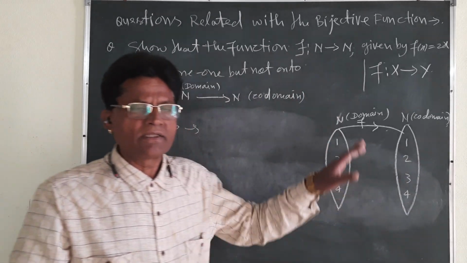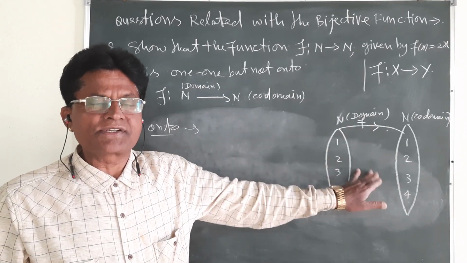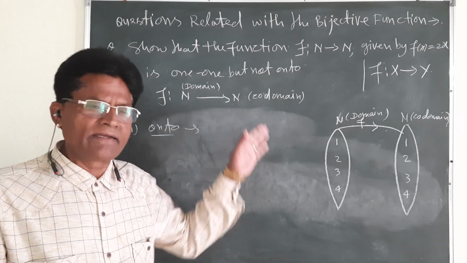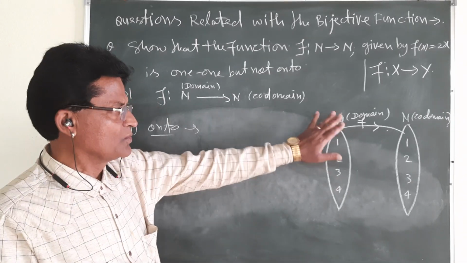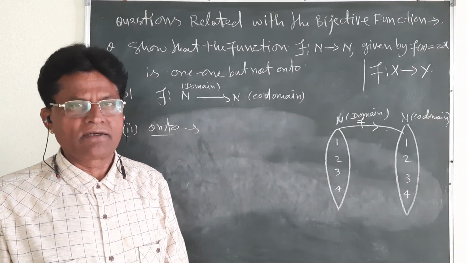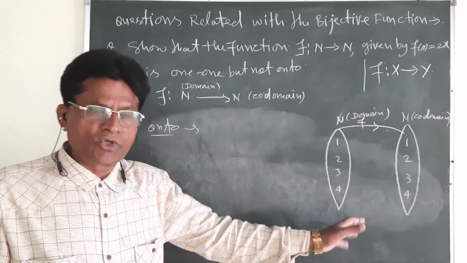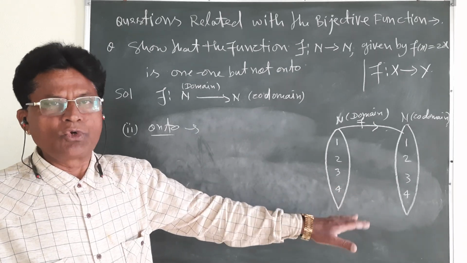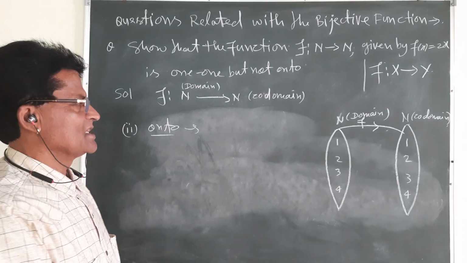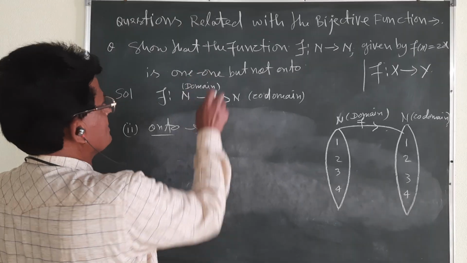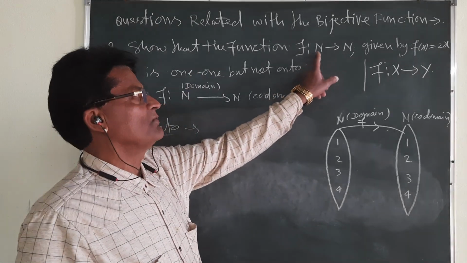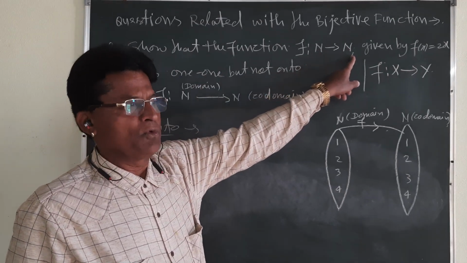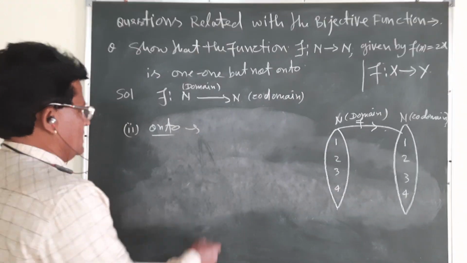See properly, I am taking the figure so that you will understand properly whether the function is onto or not. I can calculate it directly by the formula, but I am going to draw the figure so that you will understand. Because I discussed in the previous video, by drawing the figure, whether the function is onto or not. Same thing I am going to explain over here. You must keep in mind this thing: function from natural number to natural number. Domain and codomain.